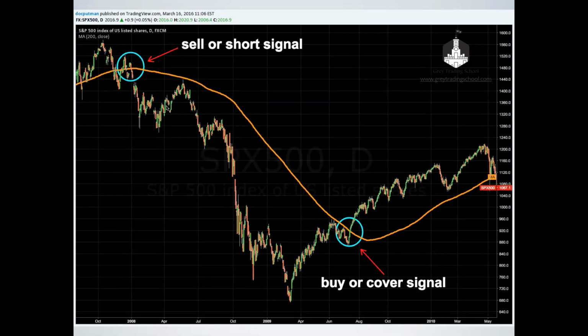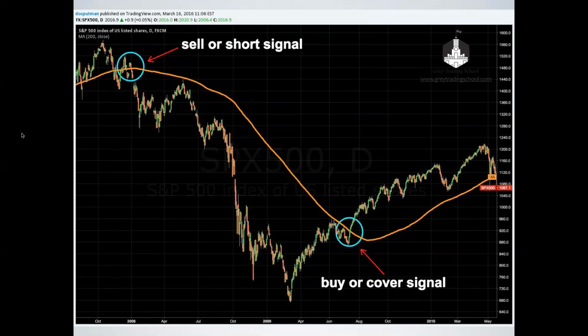With breaks above and below this moving average, it's considered to be important trading signals. So you'll see, like I was talking about earlier, the price action moves through this 200 moving average here. It moves down from above. That's a bearish move, and that's a sell.